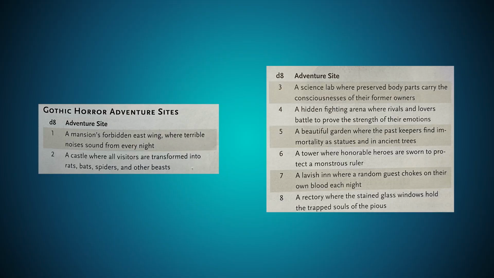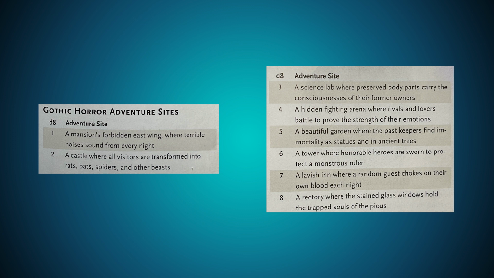A mansion's forbidden east wing where terrible noises sound from every night. A castle where all visitors are transformed into rats, bats, spiders, and other beasts. A science lab where preserved body parts carry the consciousness of their former owners. A hidden fighting arena where rivals and lovers battle to prove the strength of their emotions. A beautiful garden where the past keepers find immortality as statues and ancient trees.